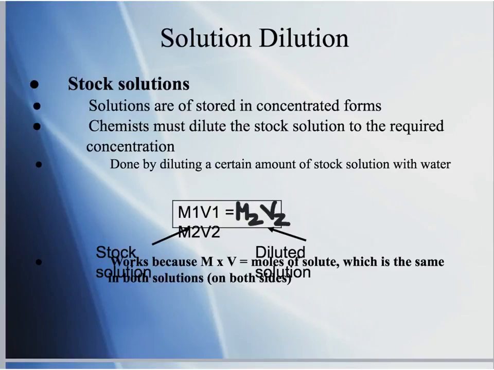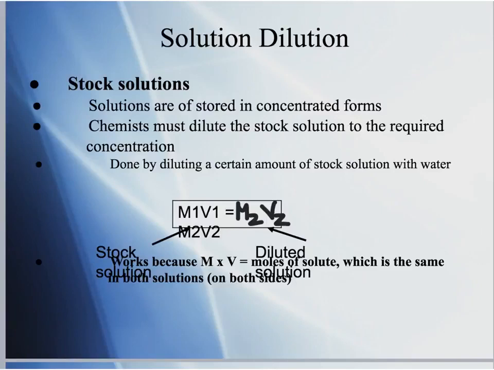This happens a lot. I do this all the time when I'm making acids. A lot of the acids come in a more concentrated liquid form, and so I have to dilute them to whatever concentration we need in a particular lab. So I do this constantly. This is what we call solution dilution. Stock solutions are solutions of stored concentrations, higher concentrations typically. And so in order to use the solution at a particular concentration that we need, we're going to need to dilute it.